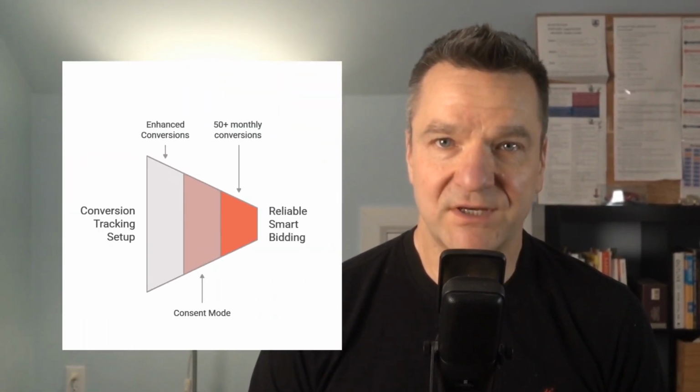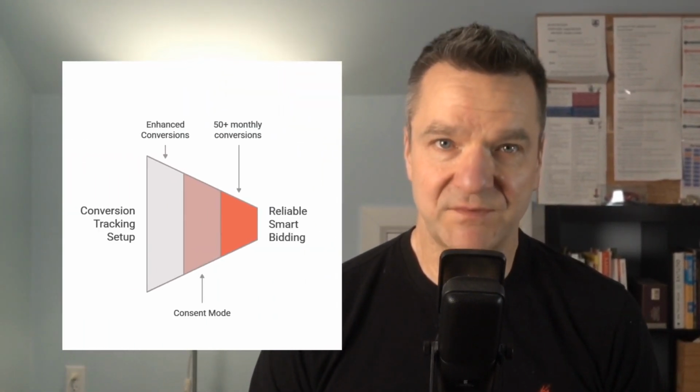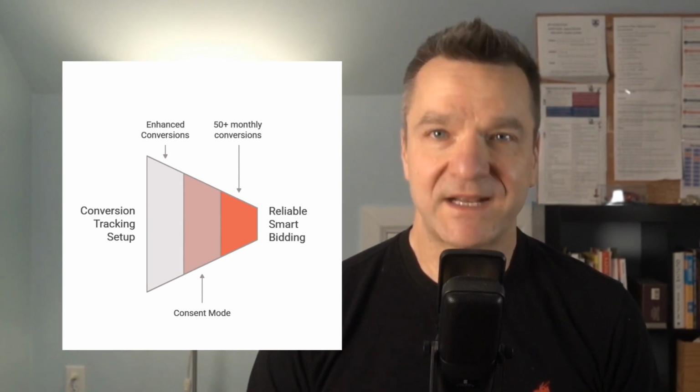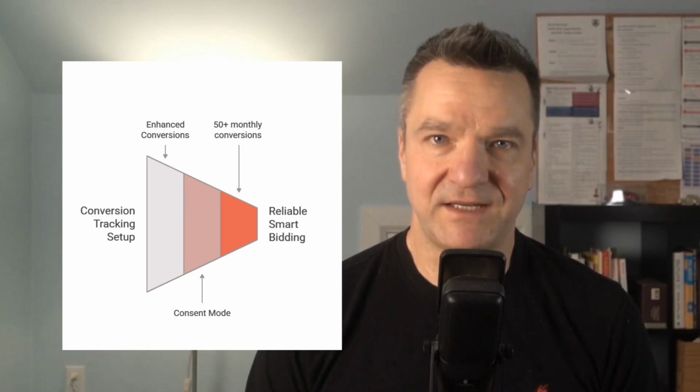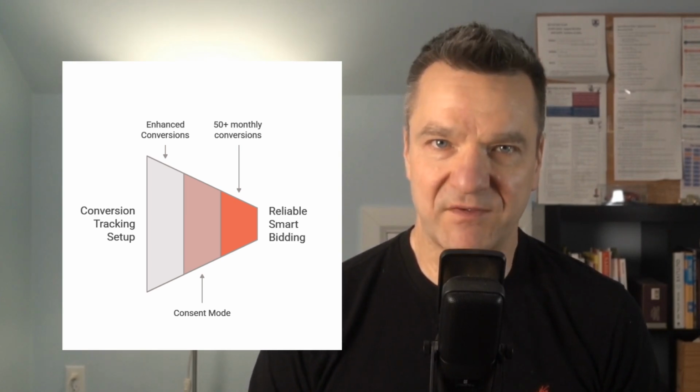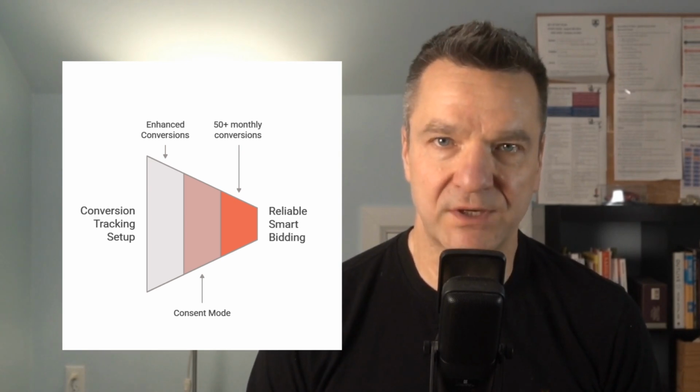Let's go. But before you start, make sure you're tracking conversions correctly. This means tracking conversions with GTM or Google tag, with enhanced conversions and consent mode enabled. You also need enough data. Aim for at least 50 conversions per month per campaign for smart bidding to work reliably.